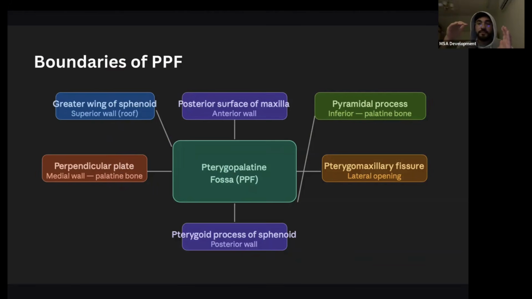And then posteriorly, you're going to have the pterygoid process of the sphenoid. This fossa is going to sit on your palatine bone, the pyramidal process of the palatine bone, and it's going to be roofed by the greater wing of the sphenoid. Medially, you're going to have the perpendicular plate of the palatine bone, and laterally, you're going to have the pterygomaxillary fissure, which is just an opening.